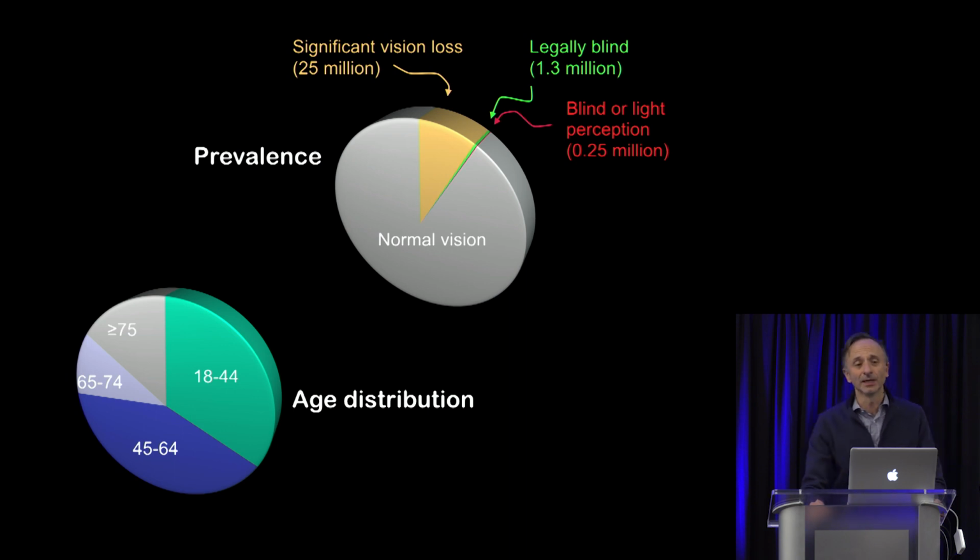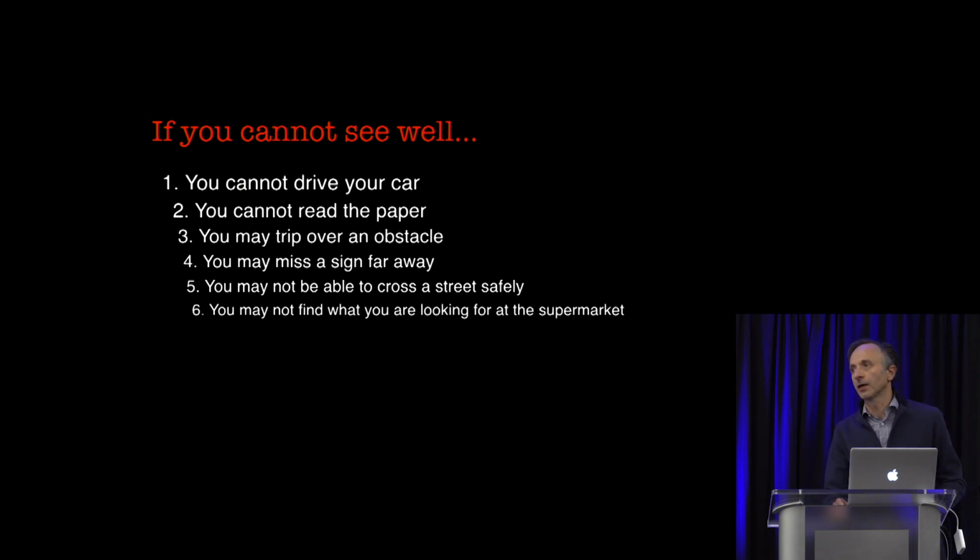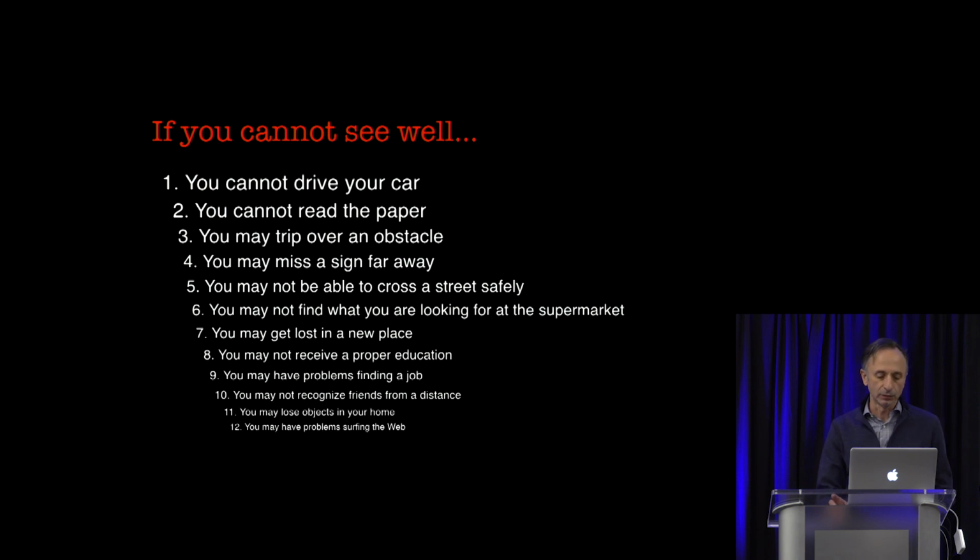If you are, like me, an engineer, and you want to serve this population, what you should do is make friends with people in this population and try to figure out what becomes difficult to do without sight or with little sight. I have a little list here of things that are difficult to do if you cannot see well, and I'm just going to read a few. You might not be able to drive your car, you might not be able to read a paper, you might trip over an obstacle, you might miss a sign far away, and a lot of other things. As an engineer, you might want to pick and choose what you want to address with your technology. With my lab, we have addressed a number of these things.